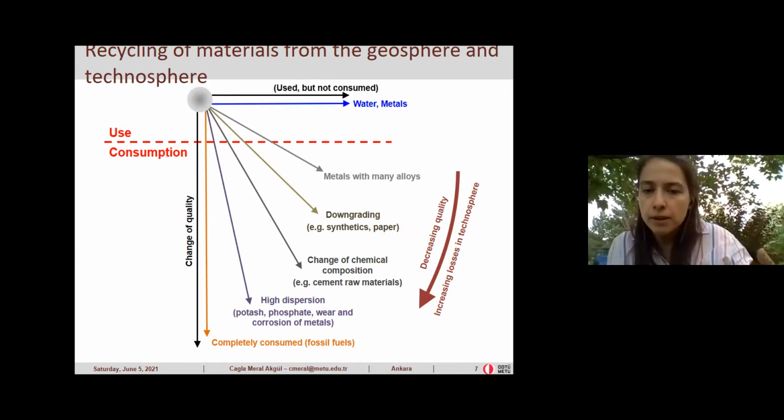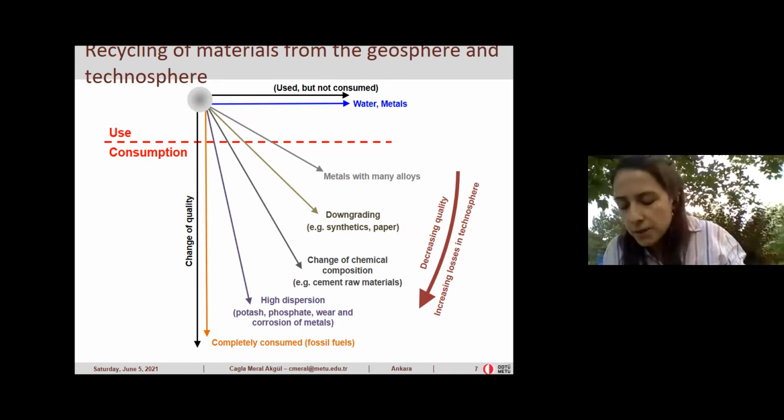Then, for example, you think of metals with alloying elements. When you recycle them, you lose a little bit of quality. Then think about paper or synthetics. When you recycle them, actually you're downgrading, so you lose quite a bit of quality. When you use recycled paper, it's not as high quality as these glossy white papers. Then think about cement. Once it hydrates, it changes the chemical composition of what you have, and reusing it is very difficult. Recycling it is very difficult.